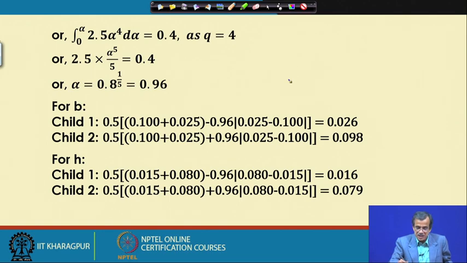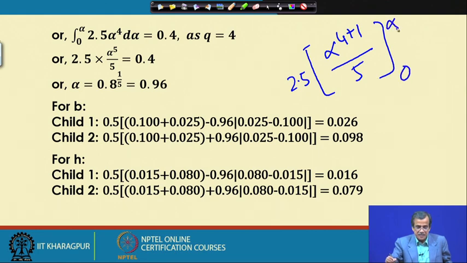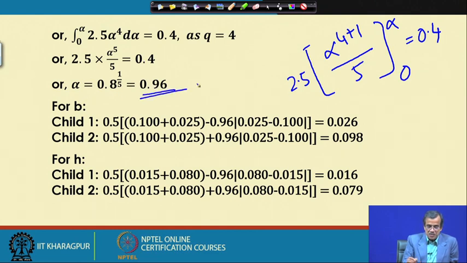Very easily I can find out this particular integration: 2.5, then comes alpha raised to the power 4 plus 1, divided by 5, from 0 to alpha, and this is nothing but 0.4. Now, if you simplify, you will get alpha equal to 0.96, and as expected alpha is found to be less than 1. That means I am in the contracting zone. Now, corresponding to this alpha equals 0.96, I am going to find out the children solution.